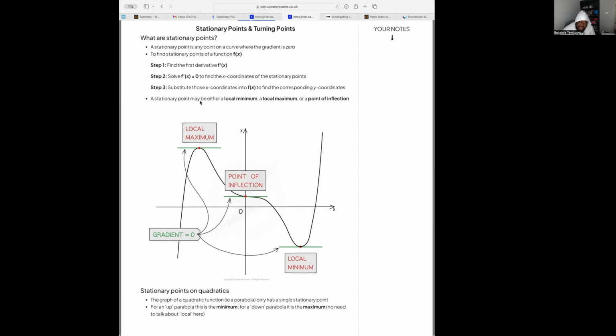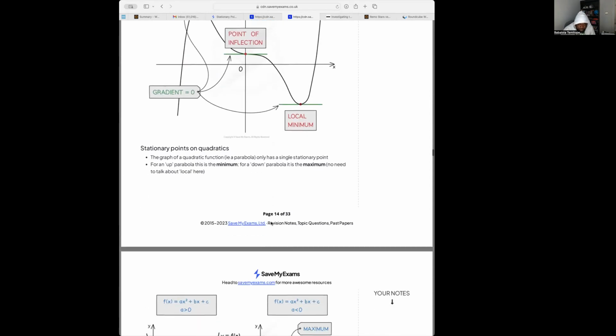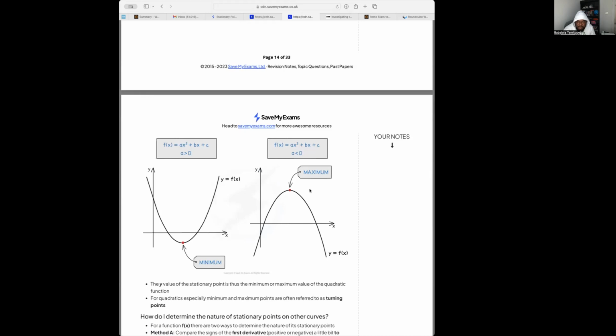In case you want to identify it in the graph, this is the local minimum, and this is the point of inflection. The point of inflection is always the one between the local maximum and the local minimum, where it changes around. When it stops increasing, it's horizontal, and that is when you know that the gradient is 0. You can see this is the minimum, and that's the maximum. How do you know minimum? Minimum is when the coefficient of x squared is greater than 0, while the coefficient of x squared is less than 0 for the maximum.